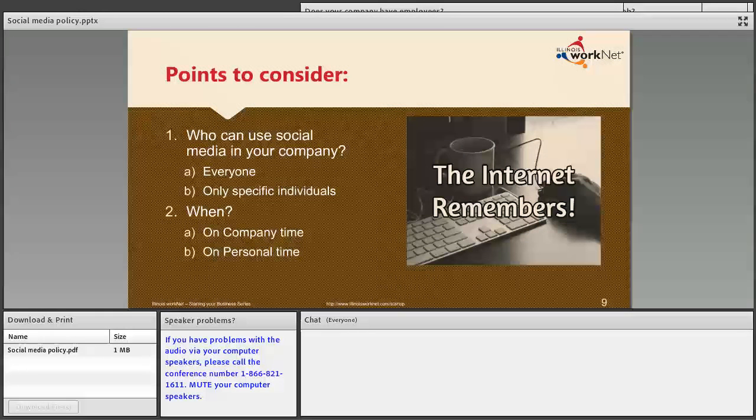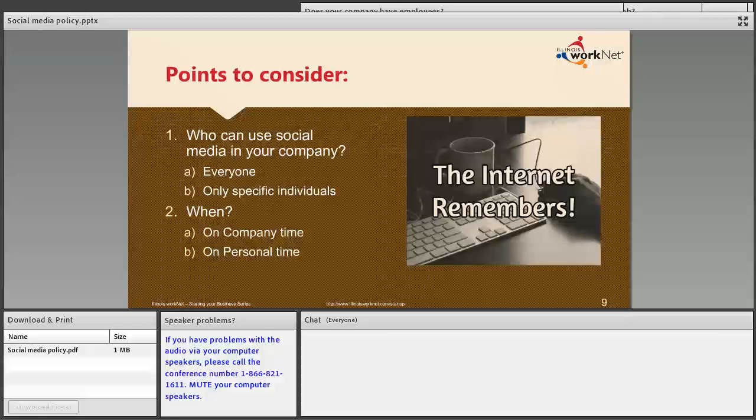So some of the points that you need to consider as you're creating your social media policy is, who can use social media in your company? Can everybody use it or only specific individuals? Spell that out in your policy, and then you would tell them who gives them access to that.